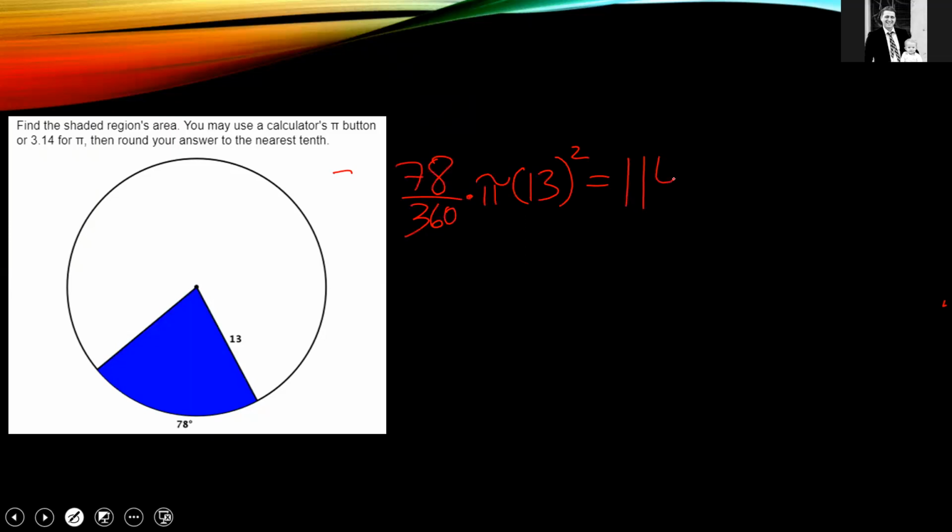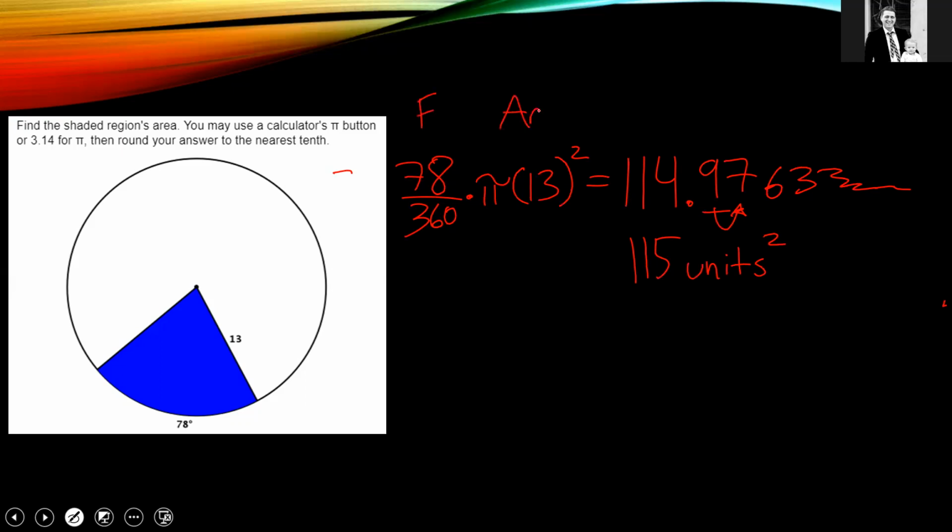This will give me 114.9763, blah, blah, blah. Okay, if we're rounding to the nearest tenth, that 7 is going to make the 9 round up, and we're going to write our answer as 115. It doesn't give us units, so I'm just going to say units squared. And this is how we find our area every time. So it's our normal area formula, and we have to multiply that by the fraction of the circle we are actually considering.